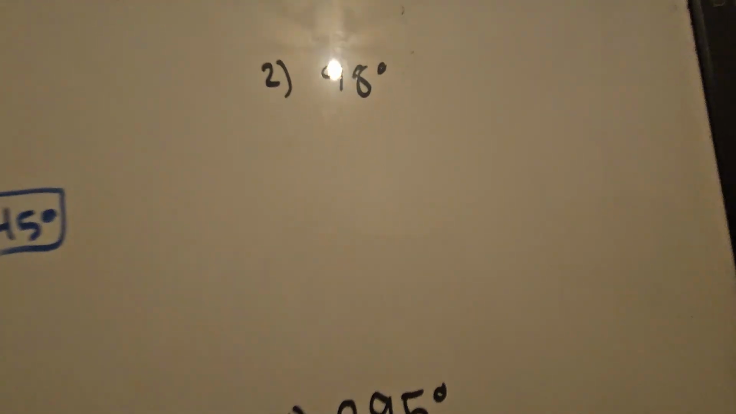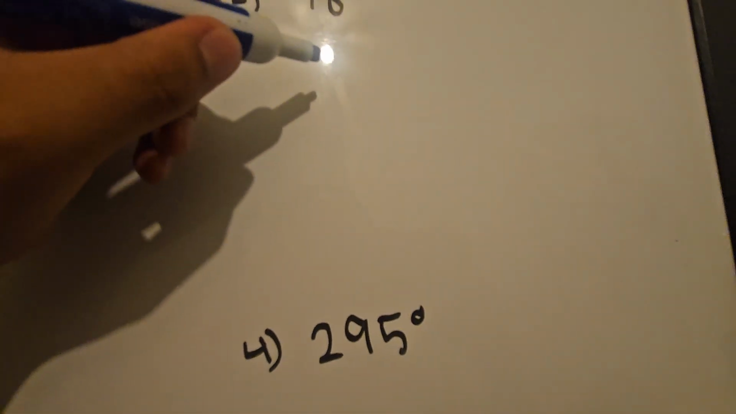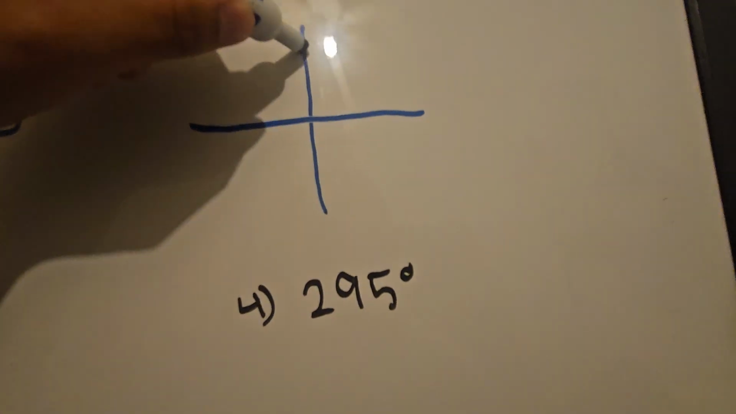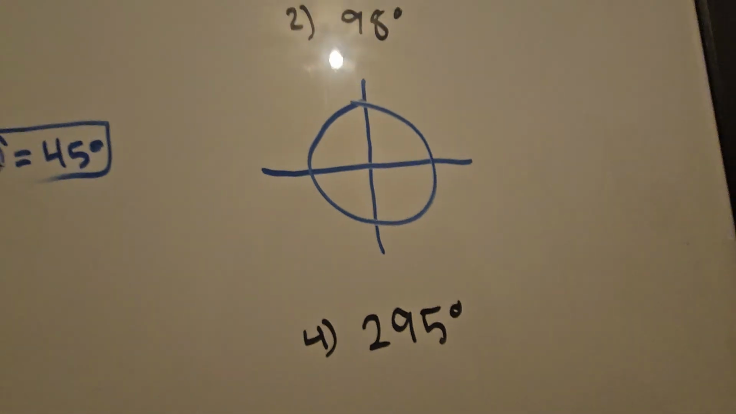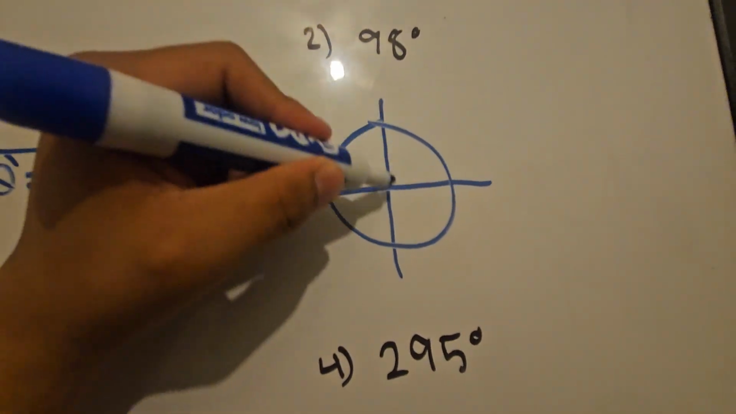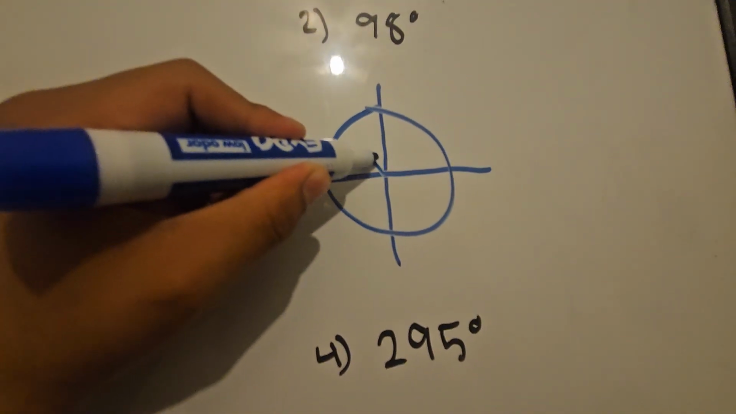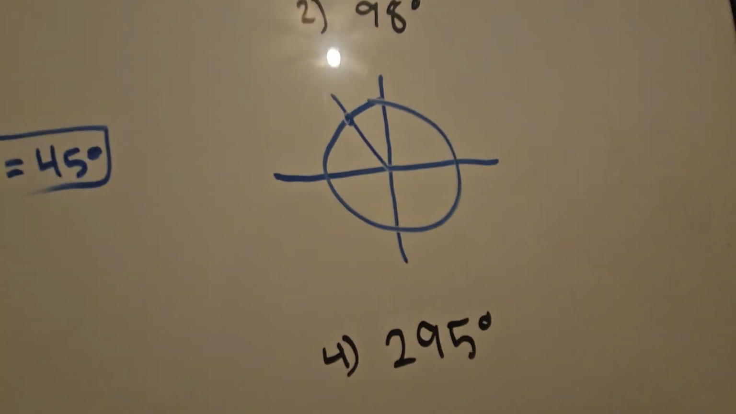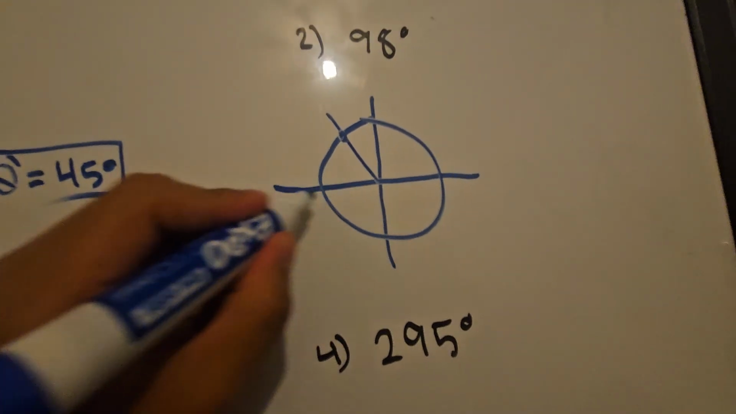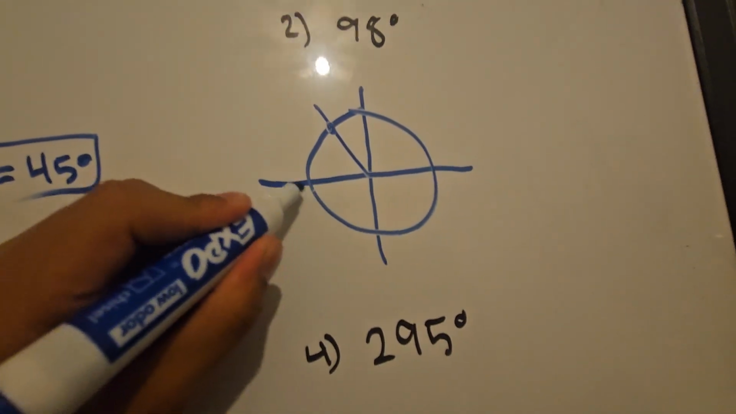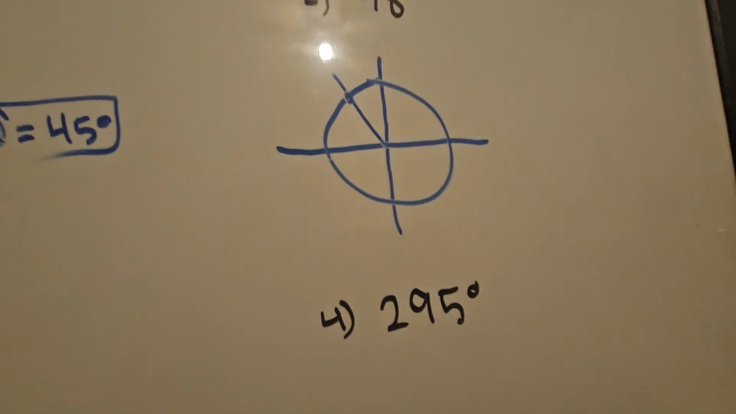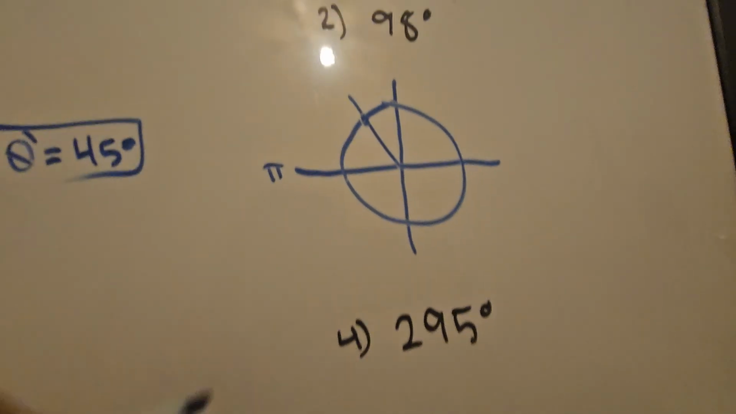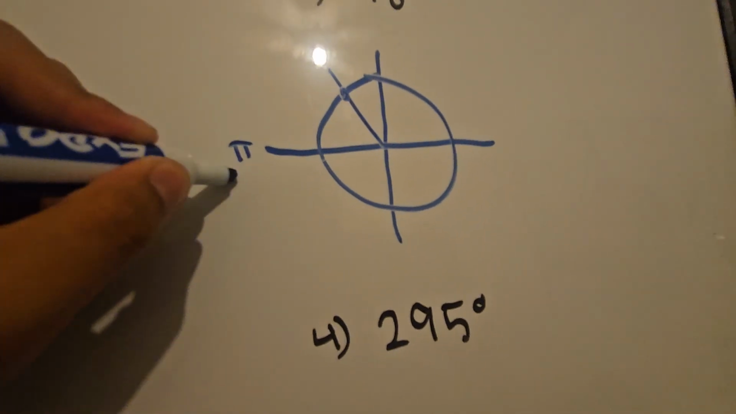Let's go on to 98 degrees. Again, we're gonna have to plot 98 degrees. So it's going to be your unit circle, right? 98 degrees. This is 90 degrees. We know that's 90. So 98 is going to be probably somewhere around here, right? So that's 98 degrees. But look at this. Do you know what this is? What degrees this is? In the unit circle, this is pi. But if you're doing degrees, what is it? It's going to be 180.